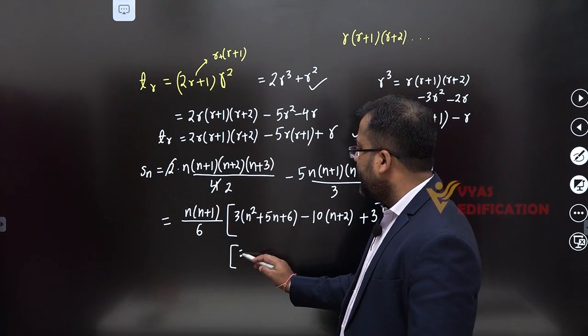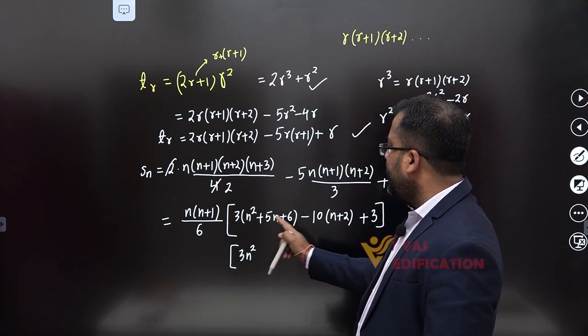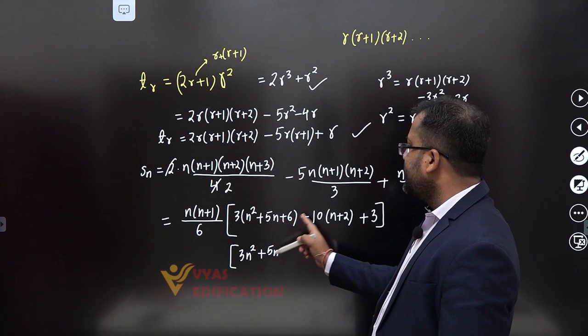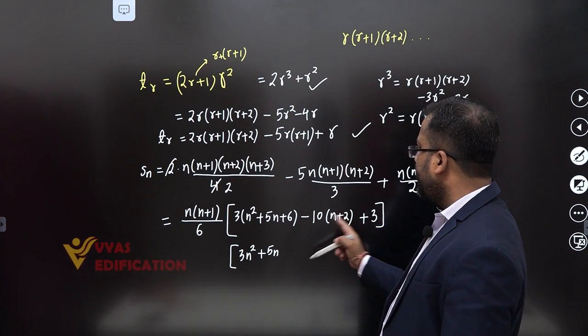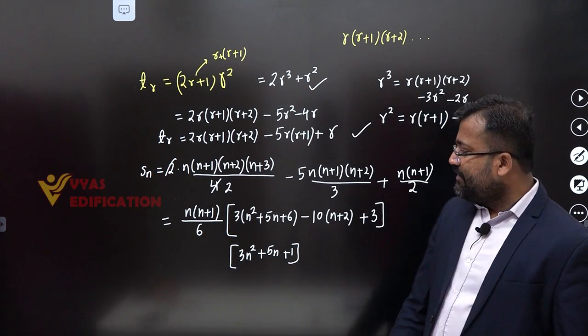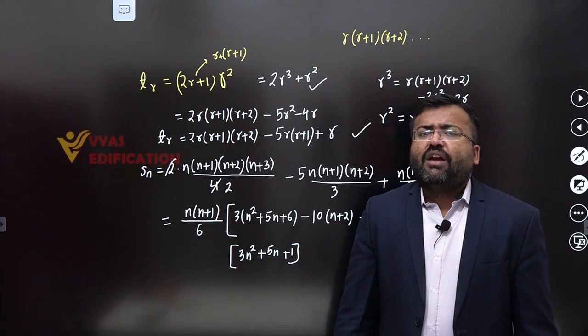The other term will be 3n square. 15n minus 10n is 5n. 6 times 3 is 18 minus 18 plus 3 is 21 minus 20 is plus 1. You get the exact same result. n plus 1 upon 6 times this. But why are we discussing this?